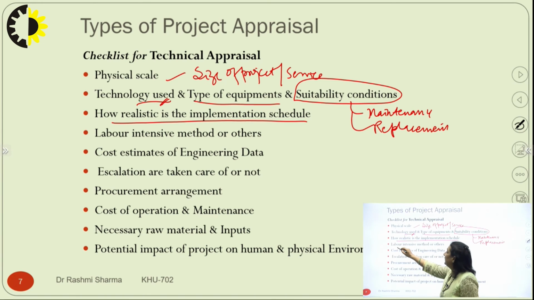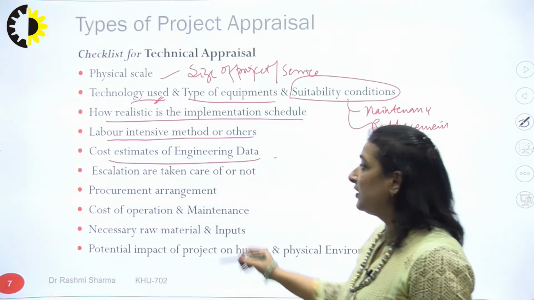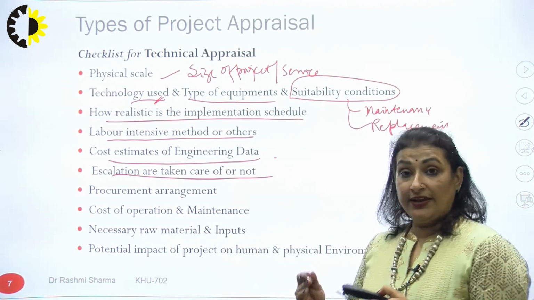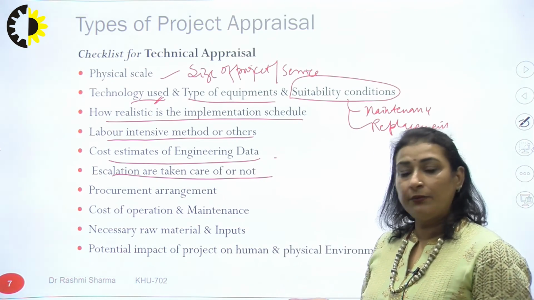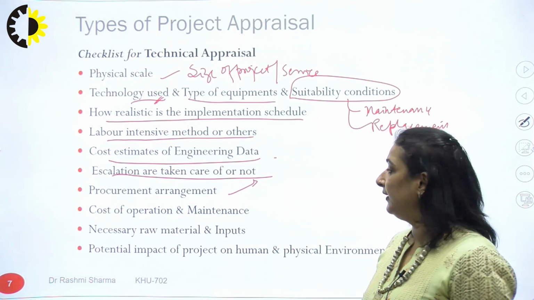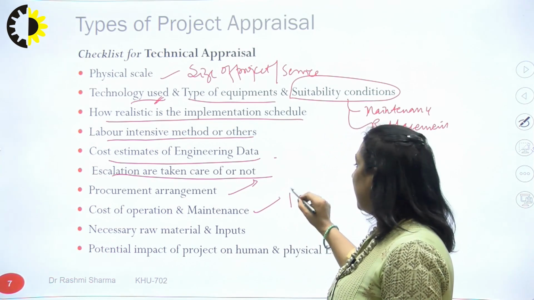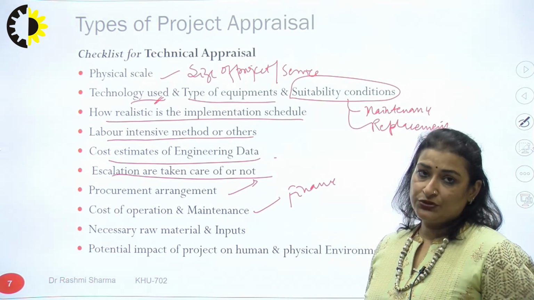Then comes the labor-intensive methods. What are the different methods which can be improved? What are the labor methods being used? If your company requires more labor, then what are the cost estimates for the engineering data? What data do you require? What are the costs? How can we accelerate that particular work? If there is a problem, how can we go to the senior persons and tell them where the problem is arising? What procurement arrangement have we seen? How can we deal with logistics? Cost and operation of the maintenance, that is in the financial analysis. And what are the necessary raw materials or inputs to our products?